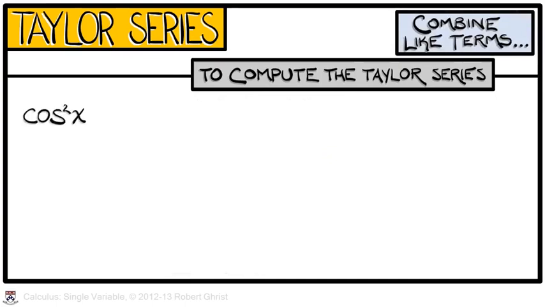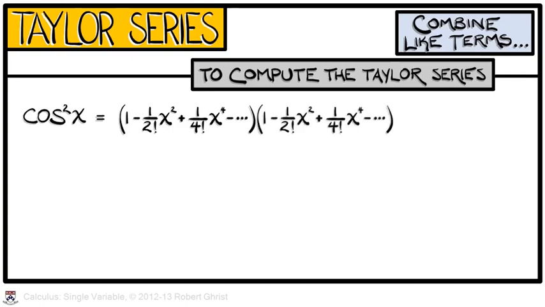Consider the example of cosine squared of x. We know the Taylor series for cosine of x. It is the familiar 1 minus x squared over 2 factorial, etc. We can square that and then evaluate the product. How would we do so? If we consider these as very long polynomials, then we could apply what we know from polynomial multiplication.